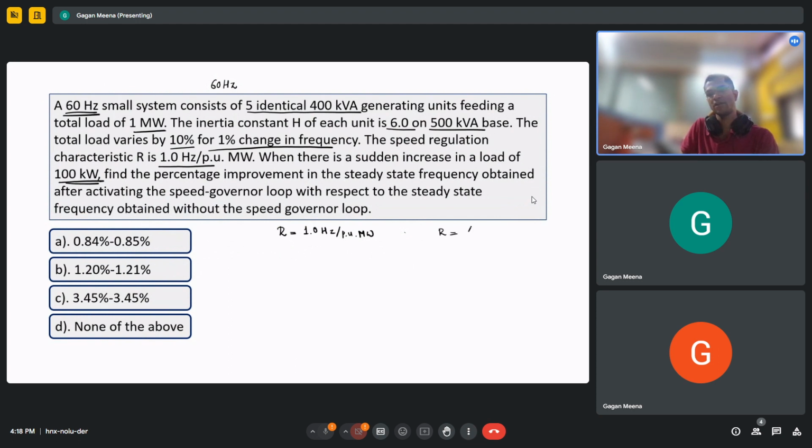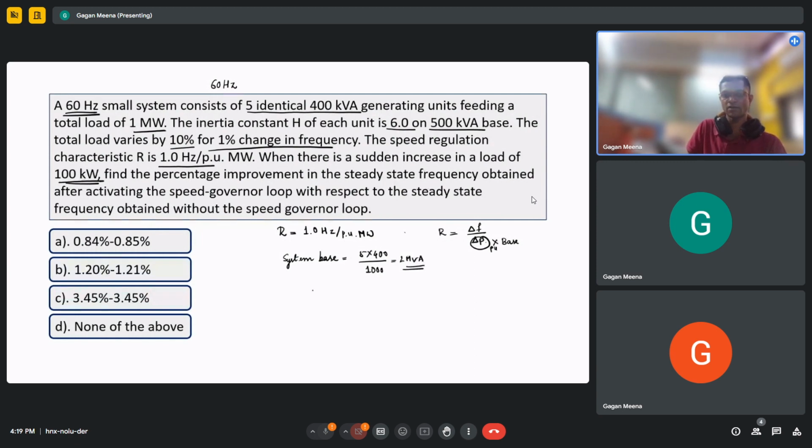We know it is delta P, because this is in per unit, so we need to multiply this by its base value. So actually we are dividing R by the base value, because delta P is coming in the denominator in R. The system base we have already calculated in the previous part. The system base is equal to 5 into 200 divided by 1000, which is 2 MVA.